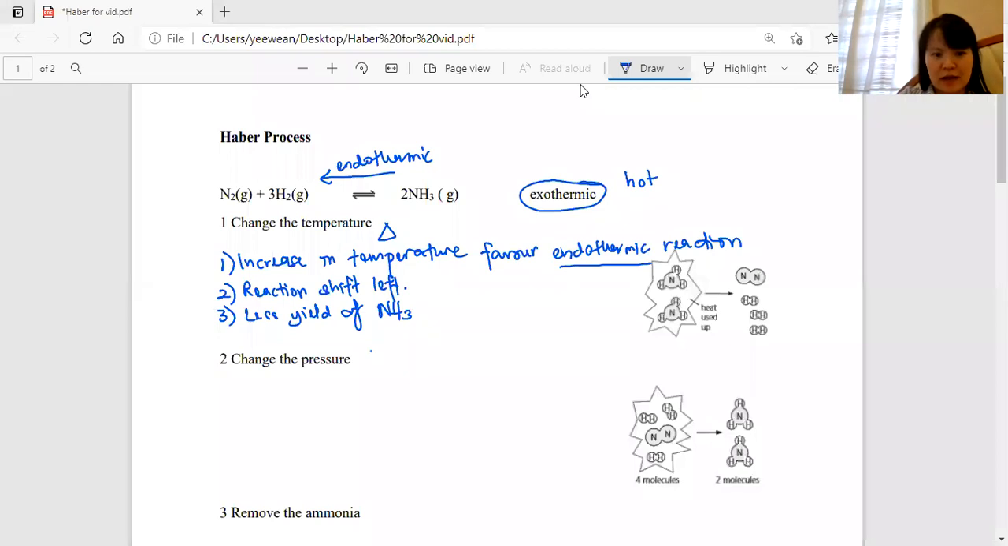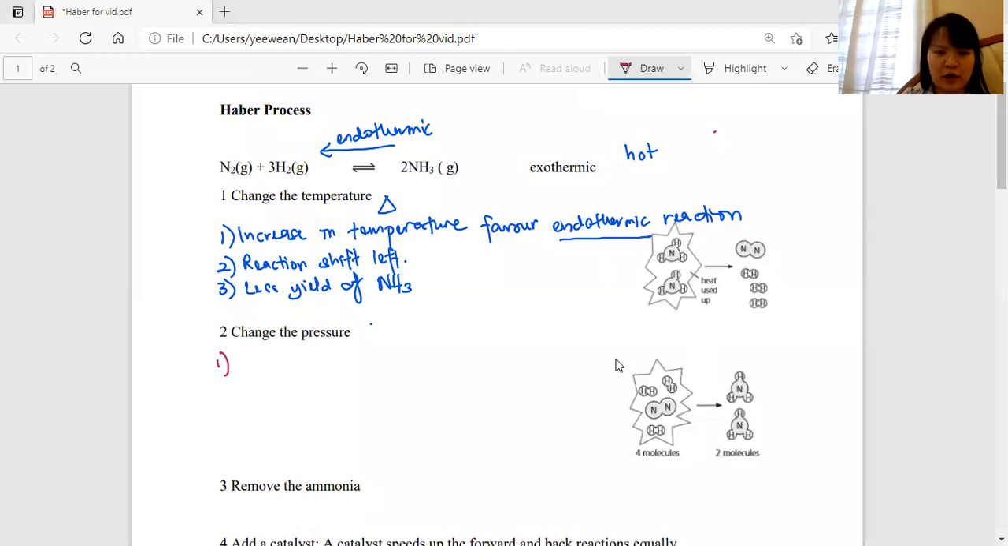If it shifts to the left, it means that I have less ammonia. So that's not what we really want. Actually, this industry sells ammonia, so we want to have more ammonia. So increasing the temperature actually doesn't favor having more yield. Okay, but we'll discuss further about that later.